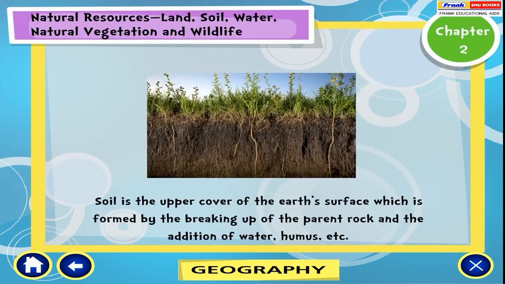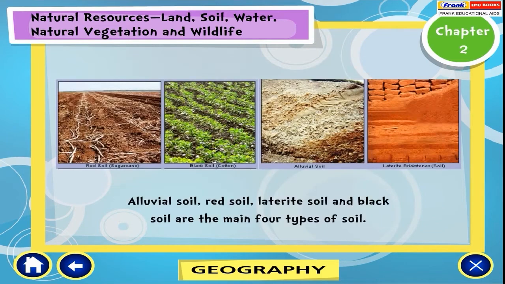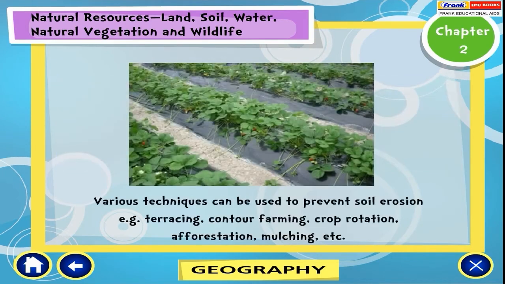Soil is the upper cover of the earth's surface, which is formed by the breaking up of the parent rock and the addition of water, humus, etc. The factors affecting soil formation are parent rock, relief, climate, flora and fauna, and time. Alluvial soil, red soil, laterite soil, and black soil are the main 4 types of soil. Various techniques can be used to prevent soil erosion. Example: terracing, contour farming, crop rotation, afforestation, mulching, etc.